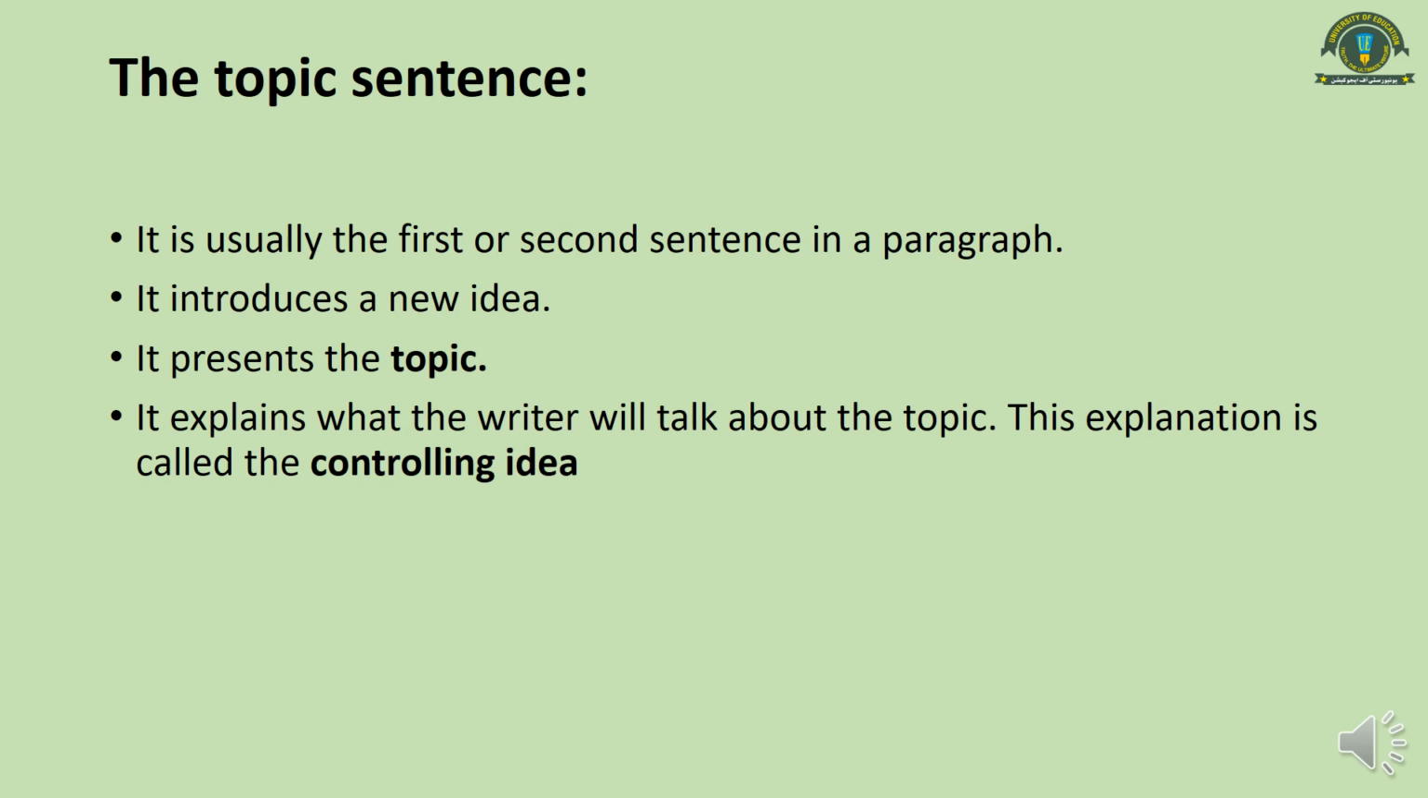Certain differences are there. For example, first you were talking about the horrors of terrorism. In the next paragraph, you were talking about how to curb terrorism. So the topic is the same. There are certain variations in how to deal with the topic. It explains what the writer will write about the topic, what he will state about the topic, what he feels about the topic in a way. This explanation is called the controlling idea, that the writer is initiating his own explanation, his own feeling about something.